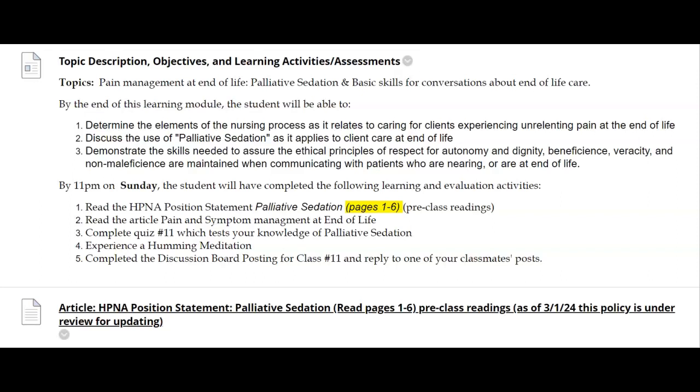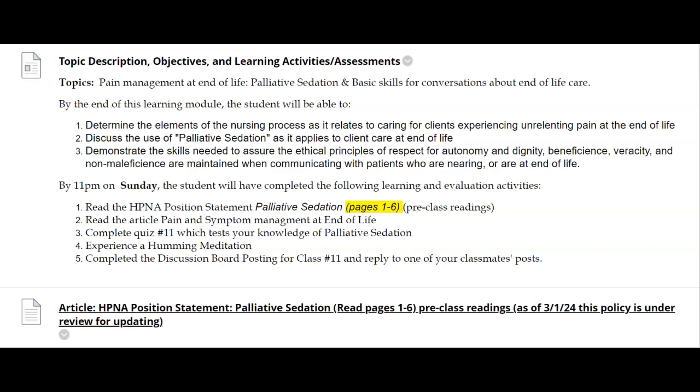Welcome to Learning Unit number 10, where we're going to be talking about pain and symptom management at end of life. Specifically, we're going to look a little bit more in depth on palliative sedation.